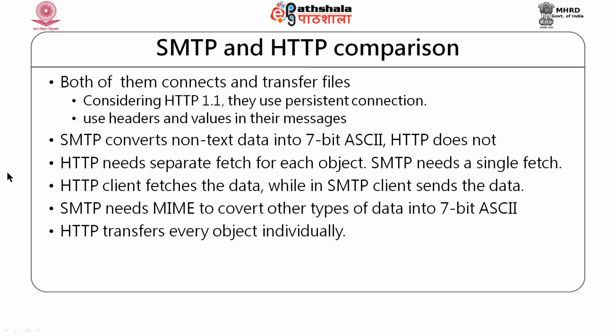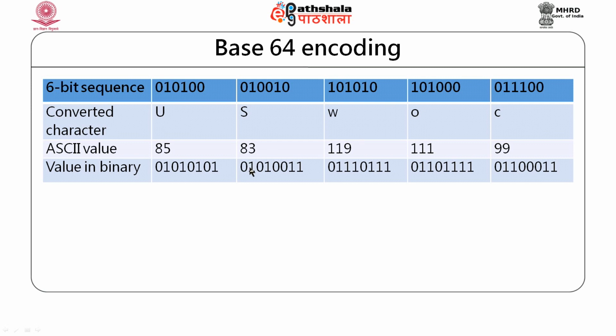SMTP, now this is again an important difference. The browser fetches data from the web server, whereas the SMTP client sends the data. Now, that is the push model. SMTP obviously, because it sends everything in 7-bit, needs something to convert those types into 7-bit. That thing is called Multipurpose Internet Mail Extension, so, MIME. That is the technology which is used. HTTP transfers every object individually.